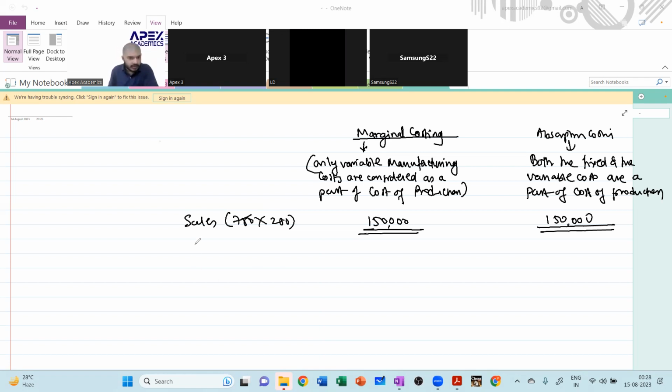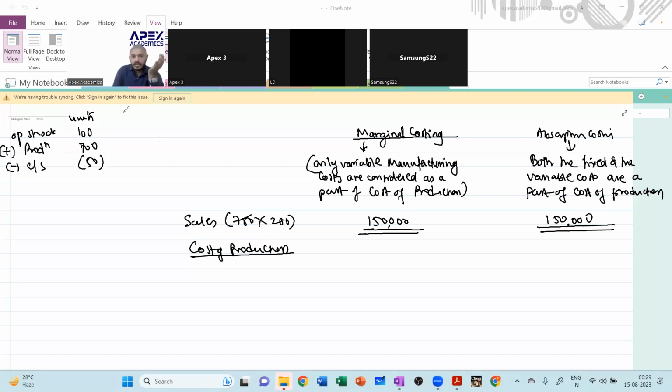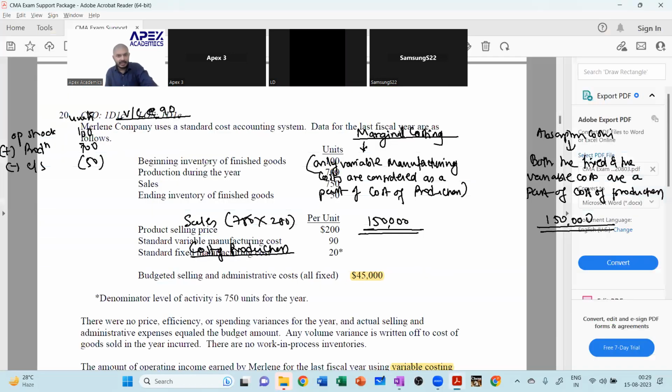Now I'm going to calculate cost of production. Please pay attention. Opening stock 100 units plus production. How many units? 700. Minus closing stock 50. Variable cost will go here, at the rate of 90 per unit. So 100 multiplied by 90. It's 90, no? Let me just check. Yes, sir, it is 90.